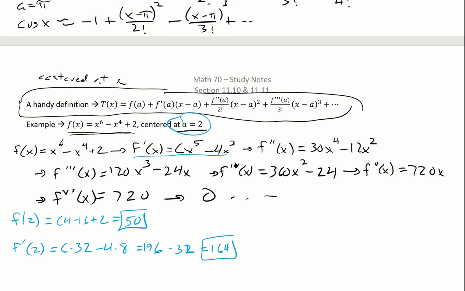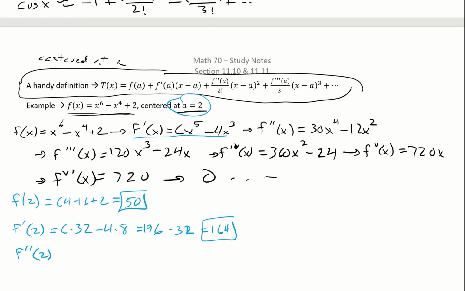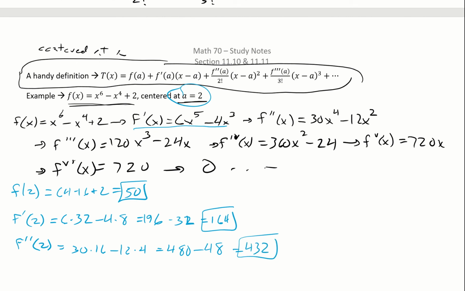Don't forget that guy. And second derivative, does it get any easier? Probably not. It's equal to 30 times 16 minus 12 times 4. So that's going to be 480, I think it is. And then minus 48. So we're getting 432. This is a strange problem. I pulled it out of the book, I believe.